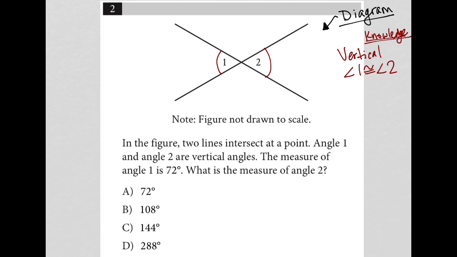The question goes on to say, in the figure, two lines intersect at a point. Angle 1 and angle 2 are vertical angles. Okay, so it does mention that. The measure of angle 1 is 72 degrees, so 72 degrees. What is the measure of angle 2?